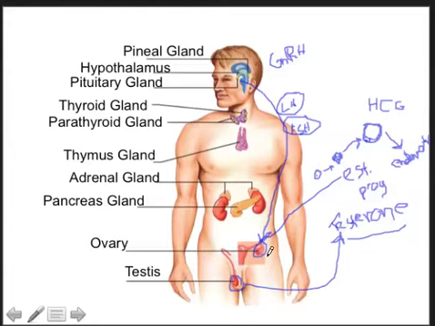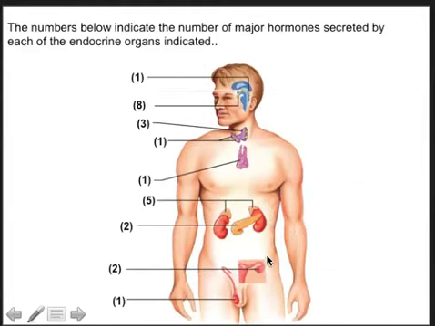So that's pretty much the tour of the endocrine system, and what follows in the next several slides is a list of the different endocrine organs, the hormones that they produce, their mode of action, and their target tissue.